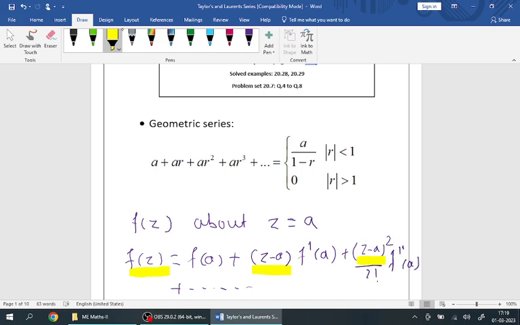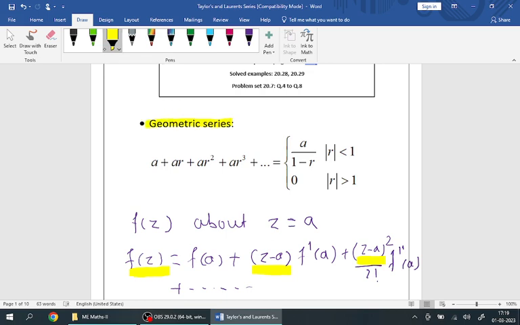So actually, a Laurent series is a general case where the series exists from minus infinity to plus infinity as powers of z minus a. But in a Taylor series, the power of z minus a will vary from 0 to infinity: z minus a raised to 0, 1, 2, up to infinity. So that is an infinite series. Both these series are based on the geometric series.